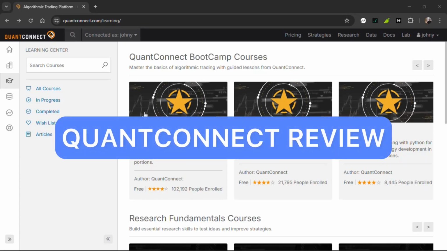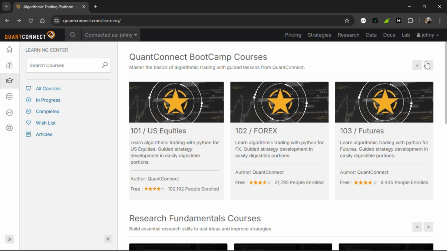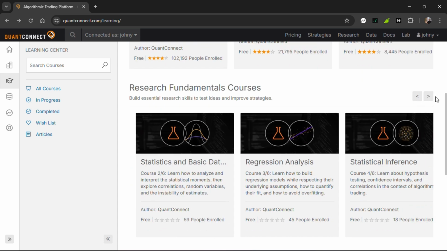QuantConnect review. You've got trading ideas but no clue if they actually work. What if you could backtest those ideas with real data, automate them and trade like a hedge fund, all from your laptop? That's exactly what QuantConnect lets you do.